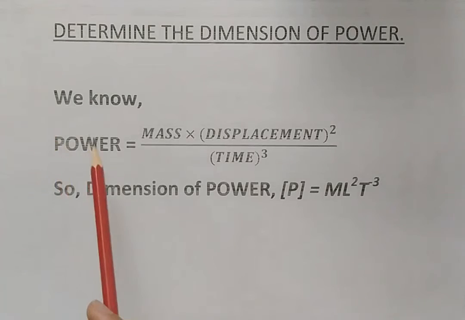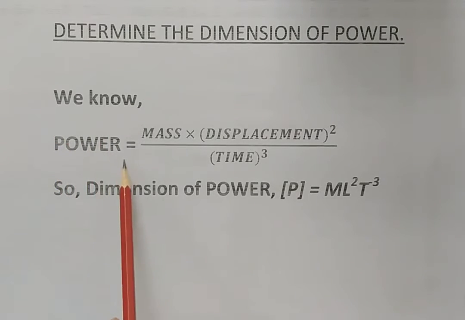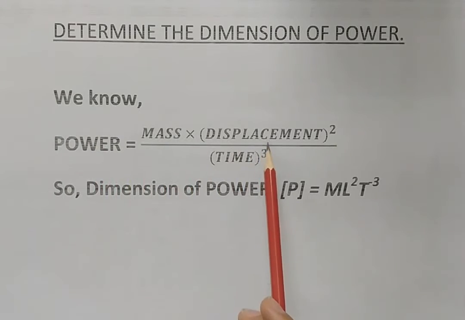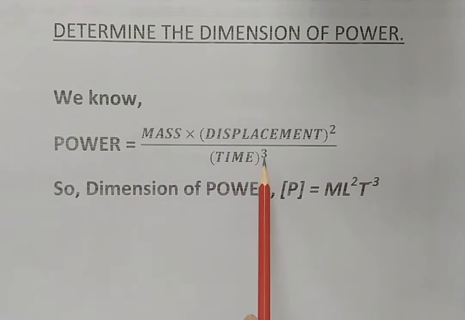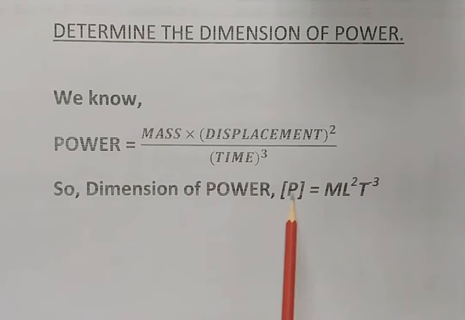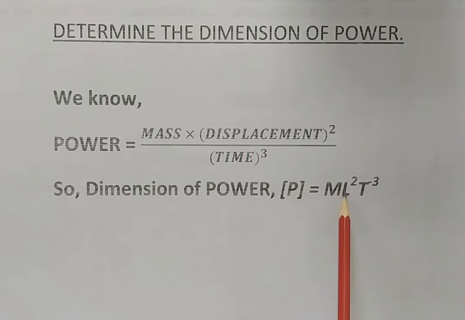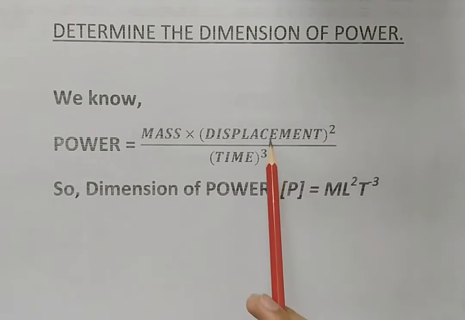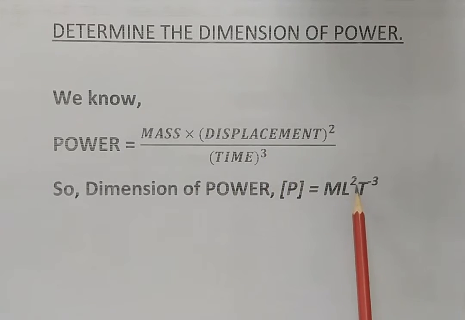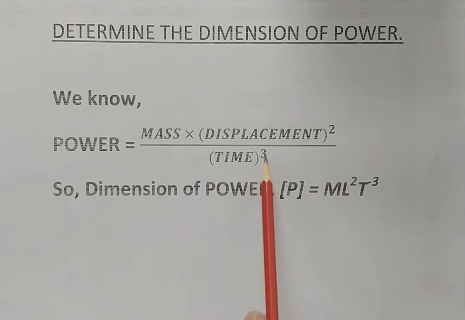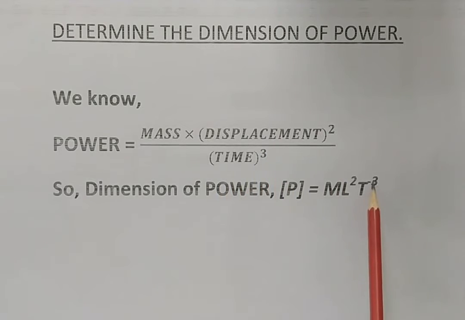We came to know from the above discussion that power equals mass into displacement square divided by time cube. So the dimension of power equals mass M, displacement square, displacement is a length, so L square, divided by time cube, that means T to the power minus 3.